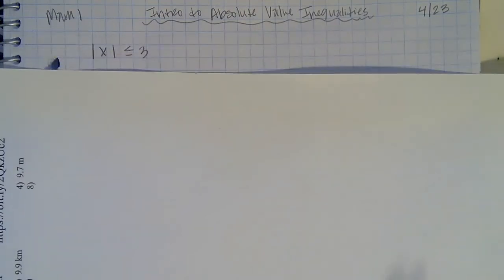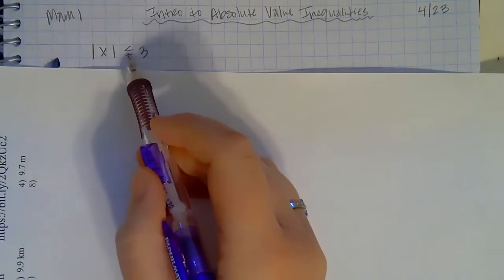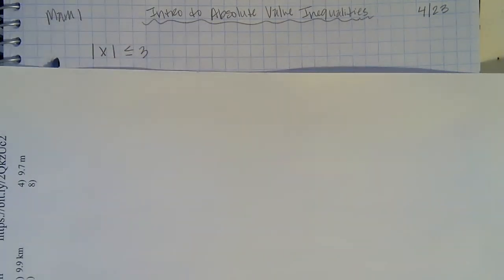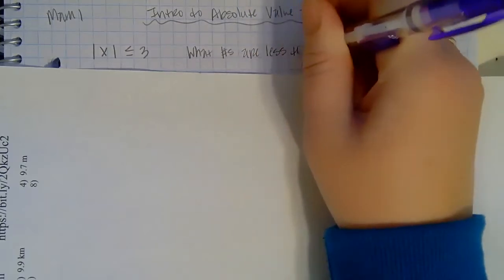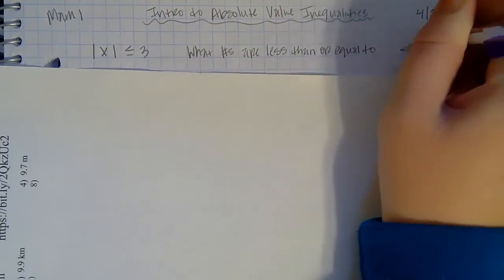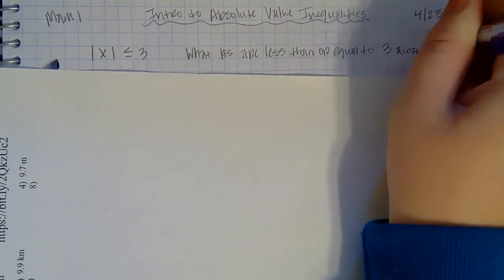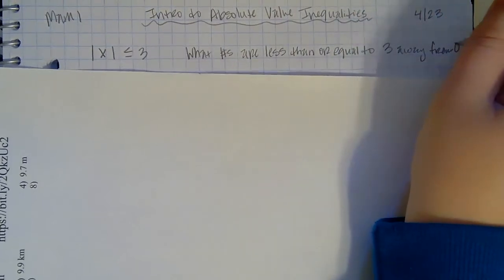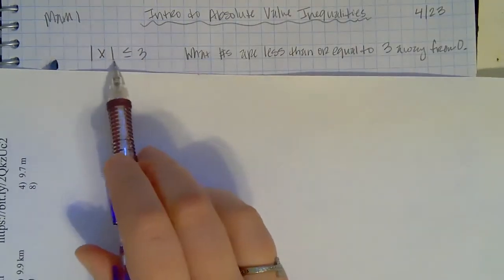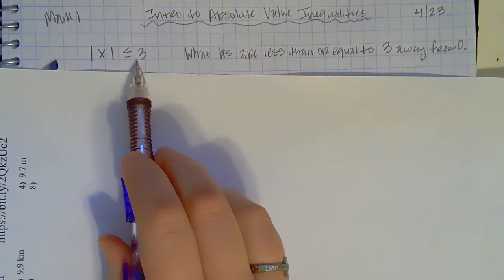So first things first, if you see something like this, notice there is an inequality symbol and it's also absolute value. We just want to look at what does that really mean? So what this is saying is they're asking you what numbers are less than or equal to 3 away from 0. That's what they're asking, okay? So they want all of the numbers that could be less than or equal to 3 away from 0.